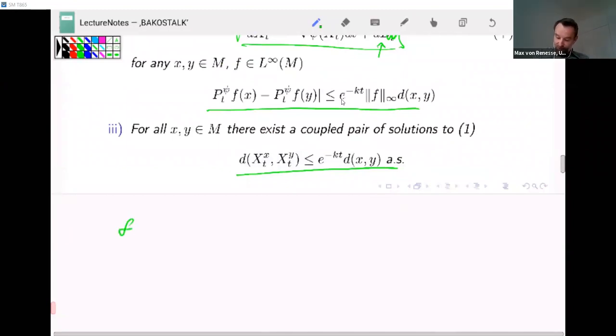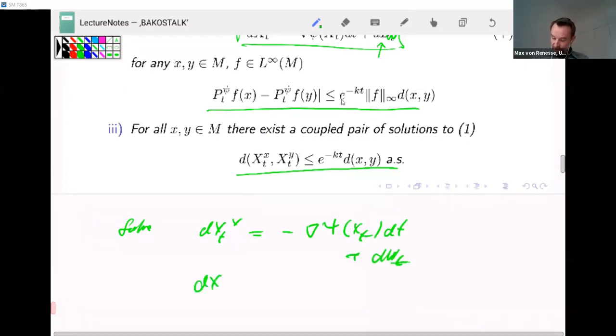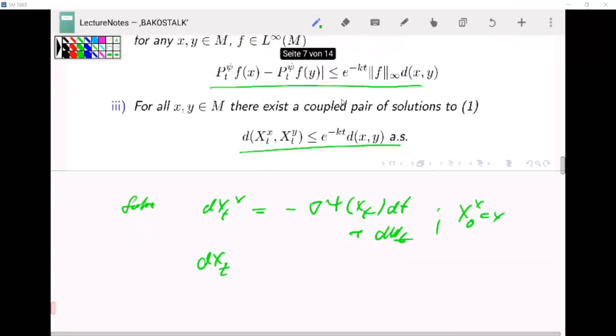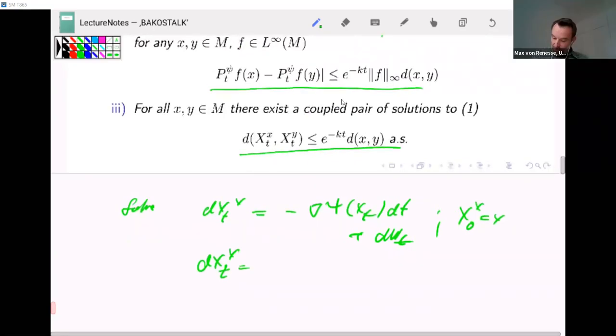So you solve dX_t = -grad psi(X_t) dt + dW_t, and you start, of course, in x. And with the same realization of Brownian motion, you drive the stochastic differential equation for the Y process. Sorry, this is Y, and this is X. You start here in x, and you start here in y.